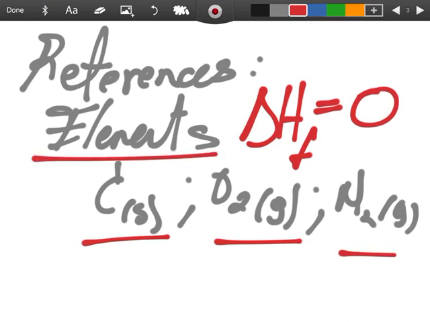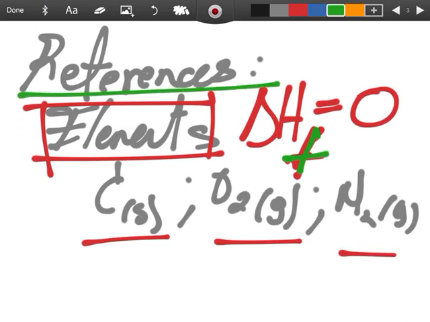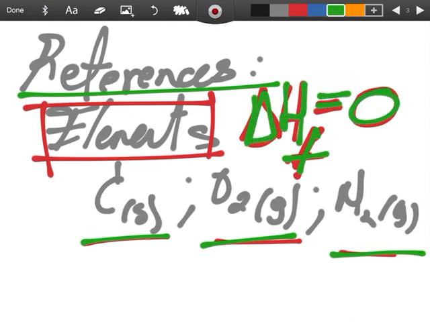Why? Because they are elements. They are already formed, okay? This is why we're going to set as a reference, to make things easier, that whenever you're talking about elements, the change of H is always going to be 0. And that's going to be the rule. So let's stick to it so we don't mess things around.